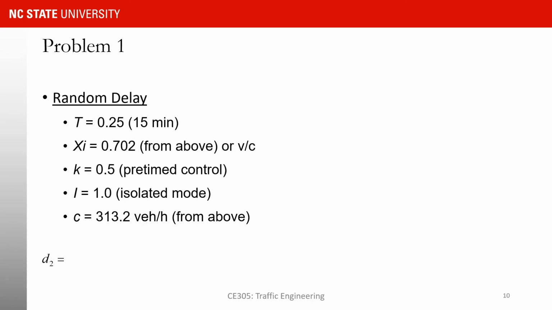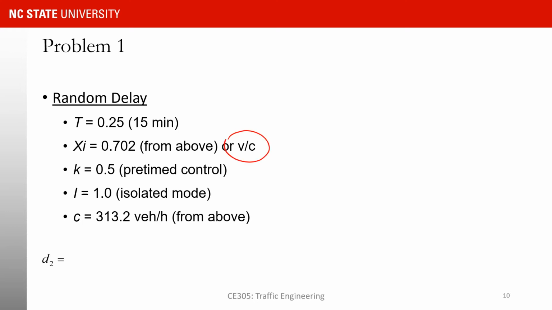Now we are going to find random delay, or D2. T is the duration of study period. If nothing is given to you, T is going to be 15 minutes. That's the case here. So it needs to be used in hours, so it's 0.25.